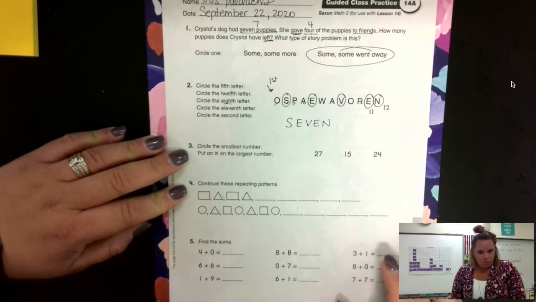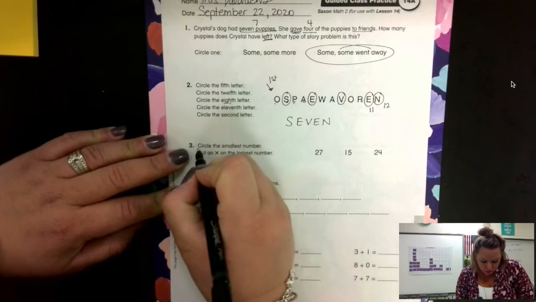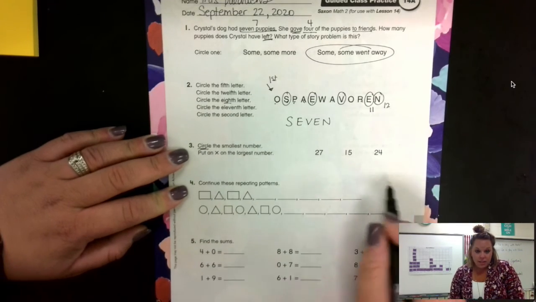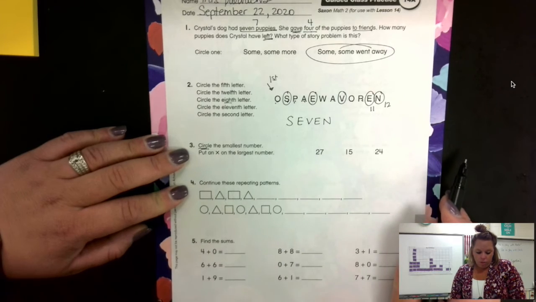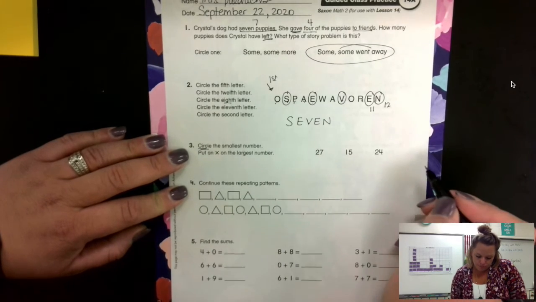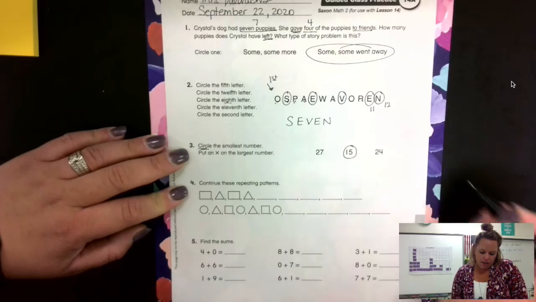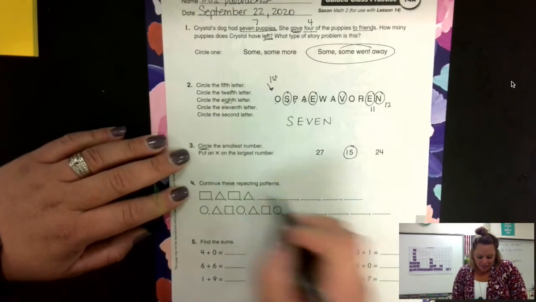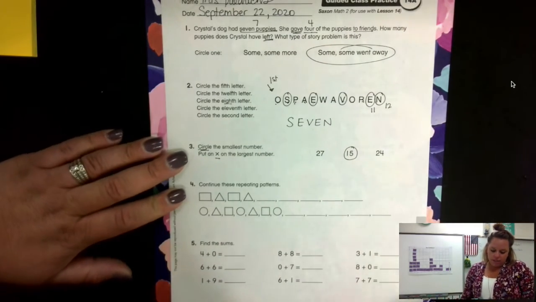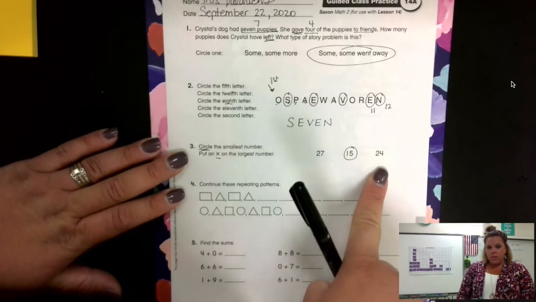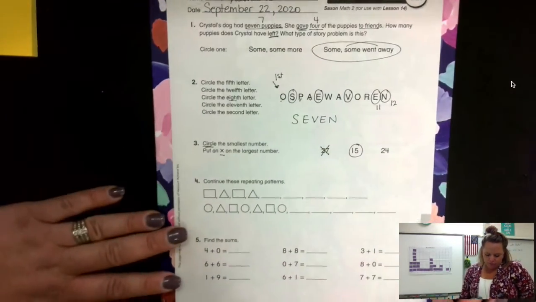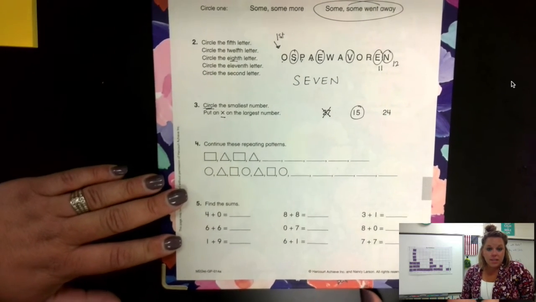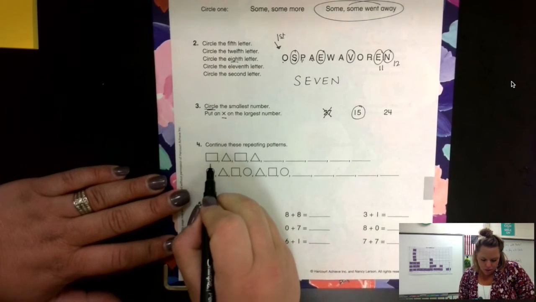Let's move to number 3. Circle the smallest number. 27, 15, 24. Which is the smallest number? 15. Put an X on the largest number. Which is the largest, 27 or 24? 27. Good. Number 4, let's continue the repeating pattern.